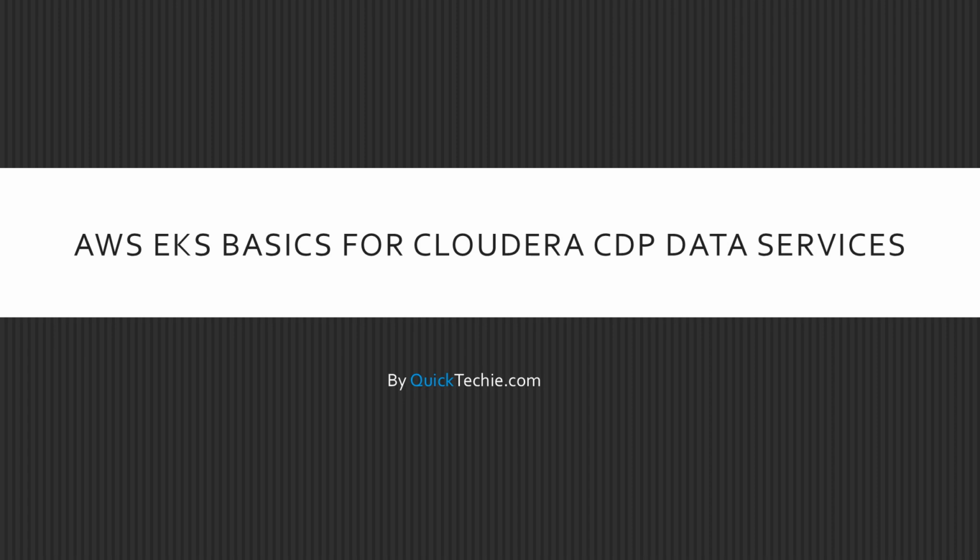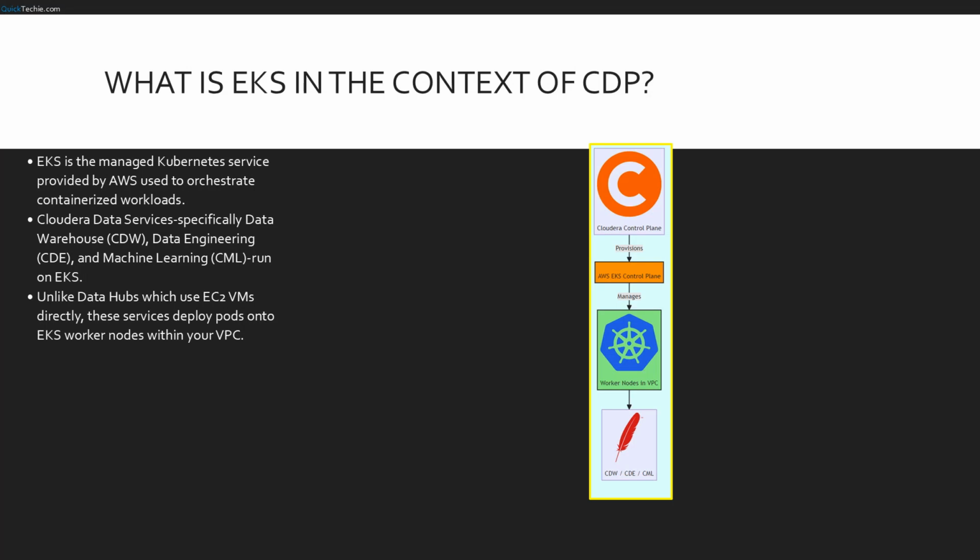Welcome to this specialized module on AWS infrastructure for Cloudera Data Platform. Today, we are focusing on Amazon Elastic Kubernetes Service, or EKS, and how it powers the modern data services within CDP. We will move beyond standard VM-based clusters and explore how Cloudera leverages container orchestration. Let's define what EKS does here.